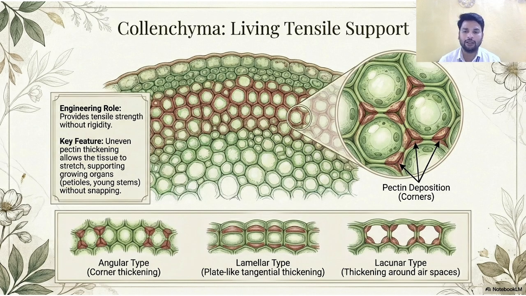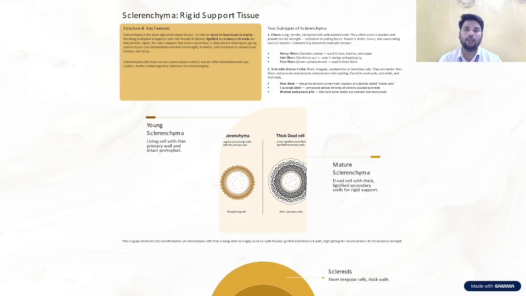When the thickening is at the corners, it is known as angular collenchyma. When plate-like tangential thickening is there, it is known as lamellar collenchyma. When the thickening is around the air spaces, that is known as lacunar collenchyma. Third and last type of simple tissue is sclerenchyma, a rigid supportive tissue.